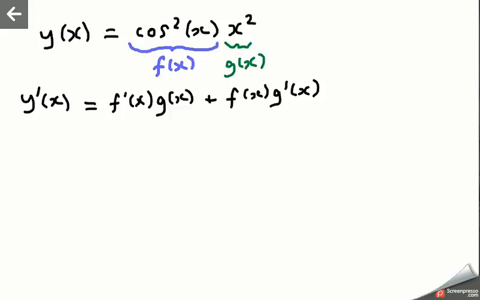Well, let's differentiate g of x first because that's the easiest. So g prime of x is actually just equal to 2x. So we already know g prime of x, and we know g of x, and we know f of x. So the only thing left to find is actually f prime of x. So let's go ahead and do that.